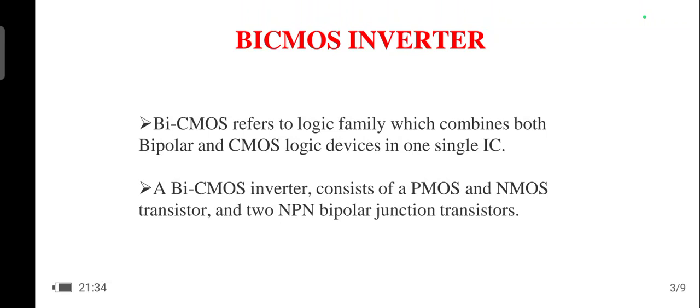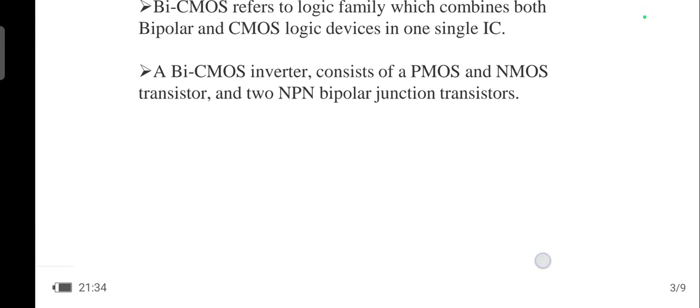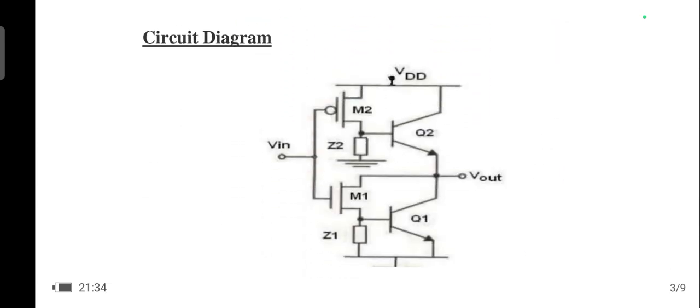A BiCMOS inverter consists of one PMOS transistor, one NMOS transistor, and two NPN bipolar junction transistors. Here you can see the circuit diagram, where the first stage consists of a CMOS inverter, that means one N-type transistor and one P-type MOS transistor. They perform the operation of the inverter, and at the next stage we have two NPN transistors which perform the driving of the next stages.